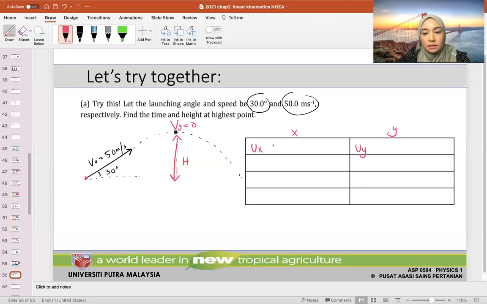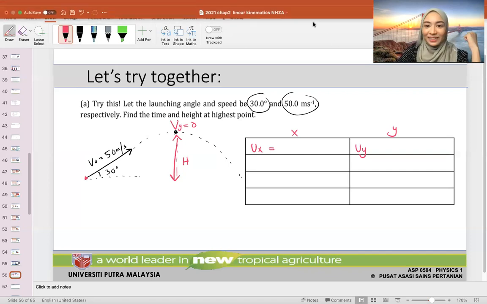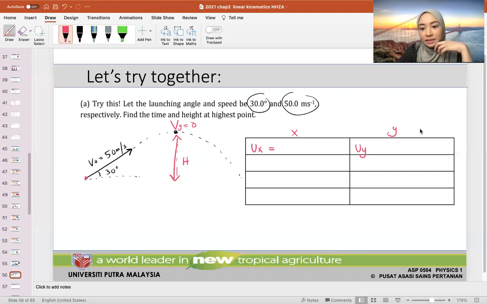What is my Ux in this case? Anyone wants to try? Come on guys, it's just resolving into vectors. Everyone is not confident. What is Ux in this case?